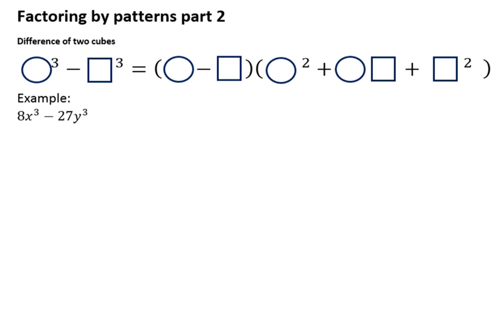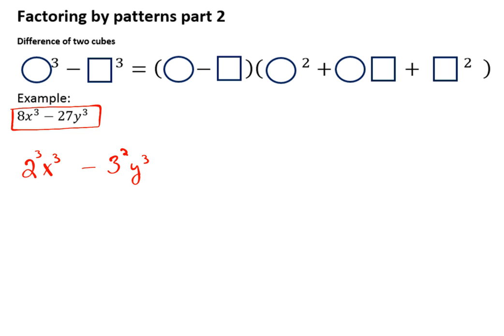All right? Just like with the difference of two squares and the sum of two squares, we're looking at a pattern. I have an example that I've written right here. Okay? 8 is really 2 cubed, and I have x cubed. And then I have 27, which is 3 cubed, and I have a y cubed.